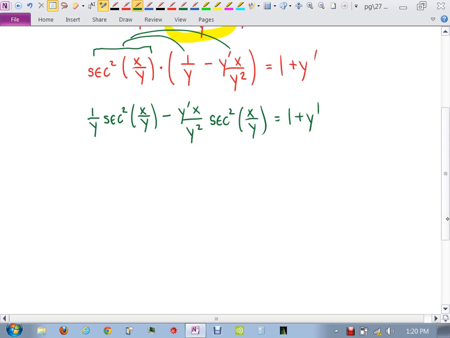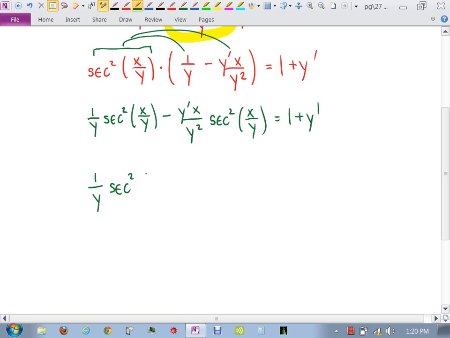So all I did was distribute the secant squared through. Now I'm going to move all my y primes to one side and everything that doesn't have a y prime to the other. I'm actually going to move the y primes to the right because I have a minus on that y prime there. So when I move it to the right, it'll become a plus. That's just my preference. It wouldn't be wrong to go the other way.